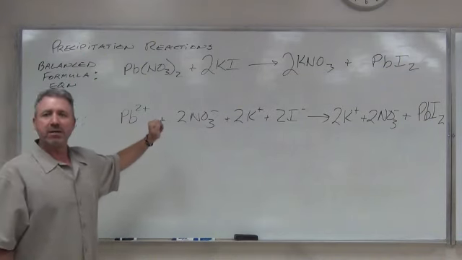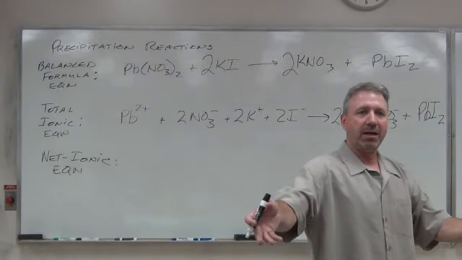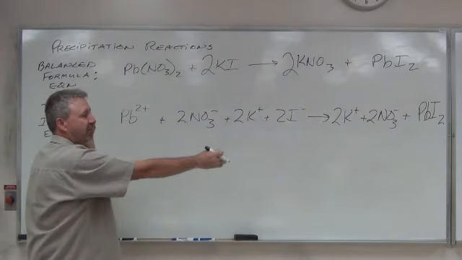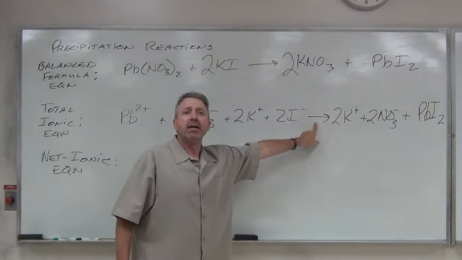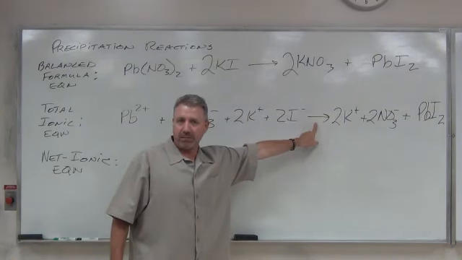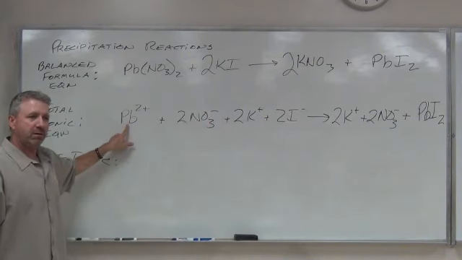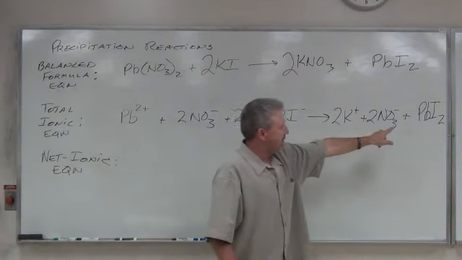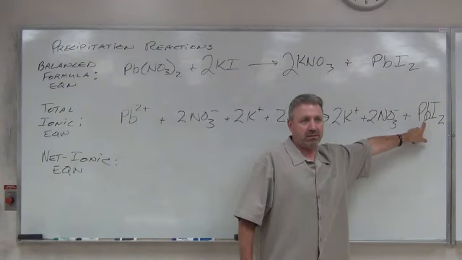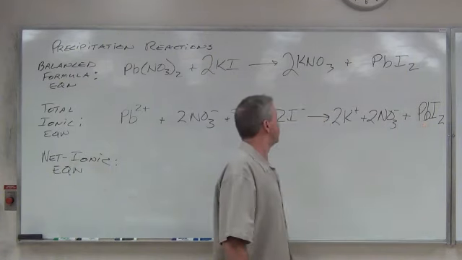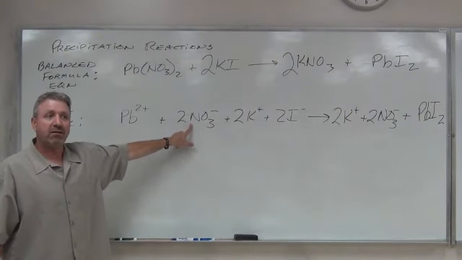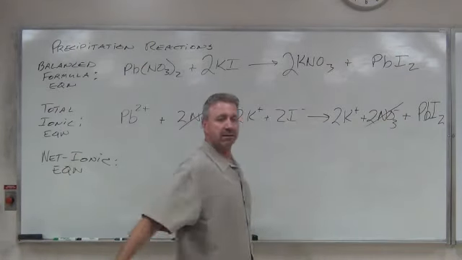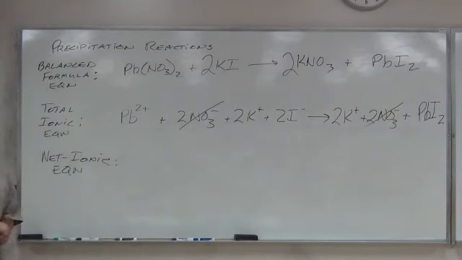Now, what are spectators? Spectators just watch, right? They don't participate. So, anything that exists in the exact same form on both sides of the arrow can be canceled out as a spectator ion. Pb2+. Do I have one on the left side? I do not. I have lead, but it's not lead 2. NO3-. Do I have that on the left side? I do. Goodbye. It's gone. I can make things disappear.